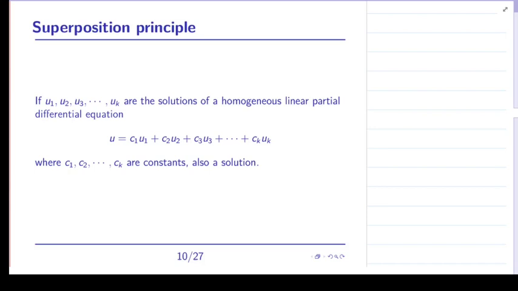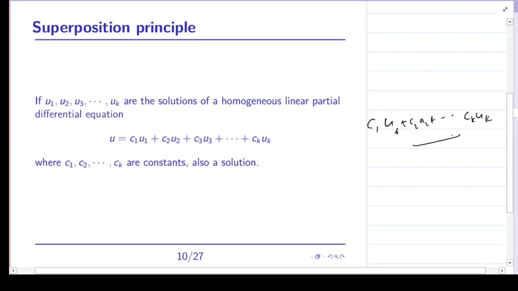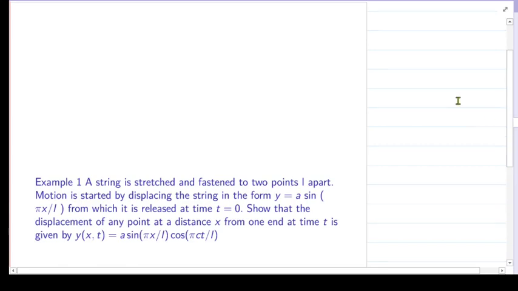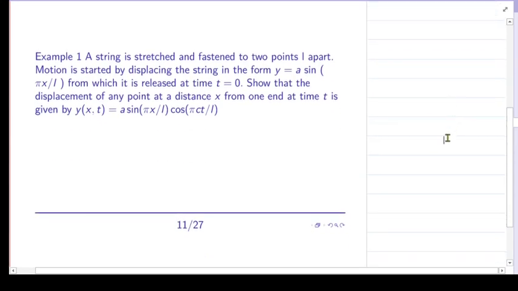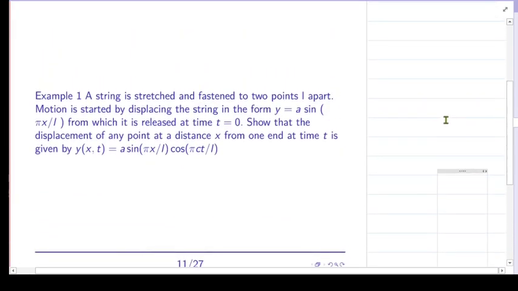Now we have an important principle called the principle of superposition. We have different solutions for the one-dimensional wave equation, u1, u2, u3, u4 etc. Then their linear combination is again a solution. That means c1u1 + c2u2 + ... + ckuk is again a solution. This is called the principle of superposition. Now we are in a position to find a complete solution of the one-dimensional wave equation. So now let us solve this.